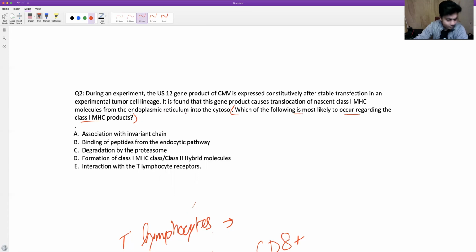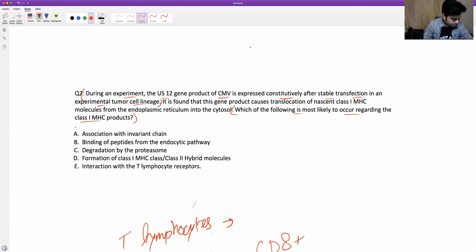So probably you will have the idea how the MHC class 1 works. Okay, so now the real question. It says that during an experiment, the US12 gene, we don't know what the US12 gene is. You don't have to know. These are the confusing, complex terms the USMLE likes to use. Trust me, all right? Don't trust USMLE ever. So here, during an experiment, the US12 gene product of CMV. Do you know what CMV is? This is cytomegalovirus, right?